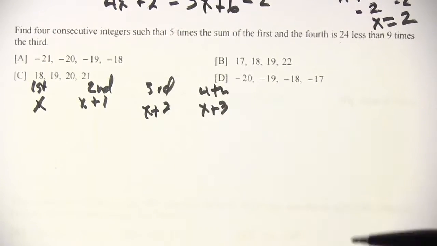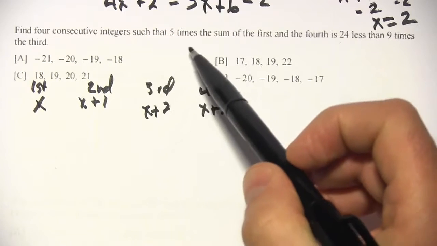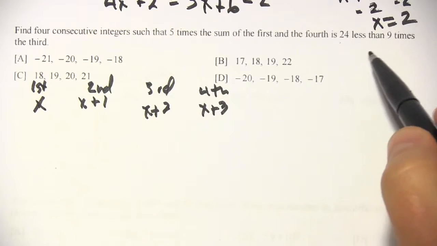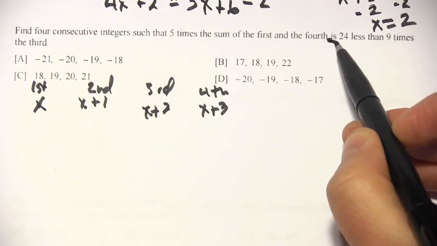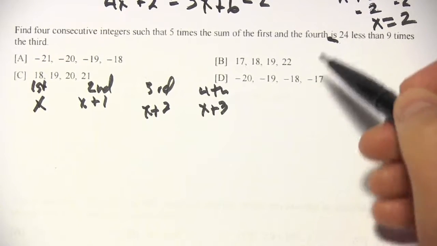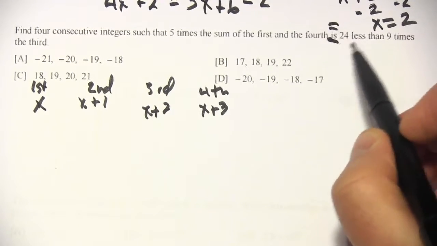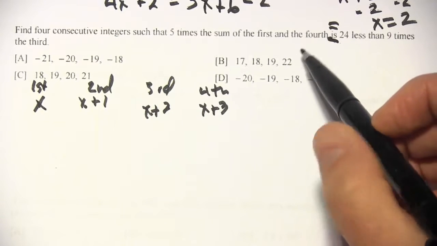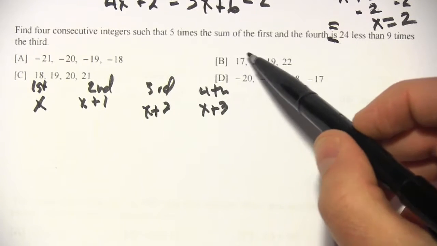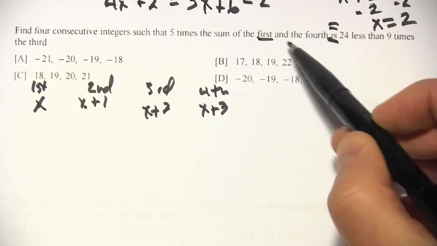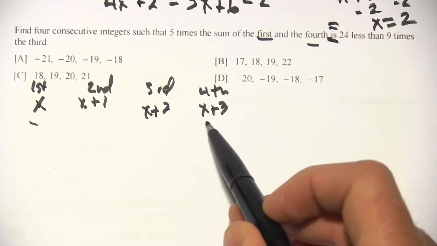Now, let's find the is in this sentence. 5 times the sum of the first and the fourth is 24 less, oh, there it is, 24 less than 9 times the third. So there's our equal sign. Let's work on the left side of the equal sign. 5 times the sum of the first and the fourth. Well, the first and the fourth, that's this and this.